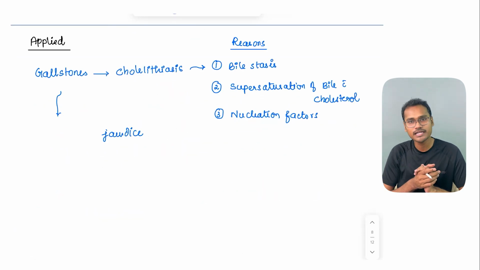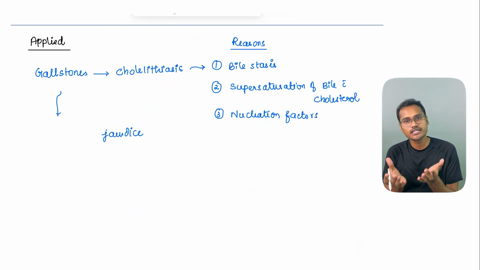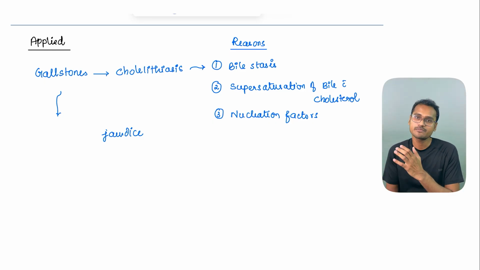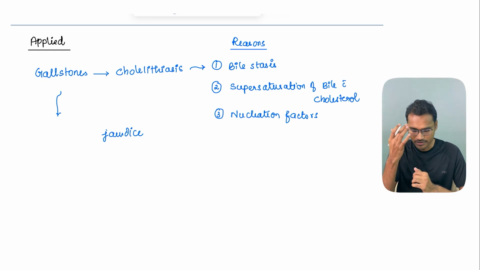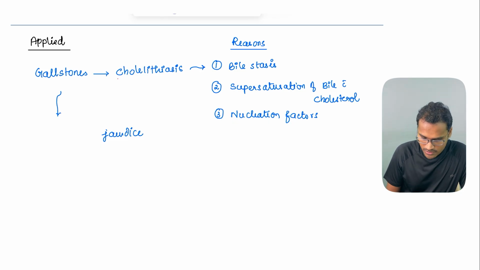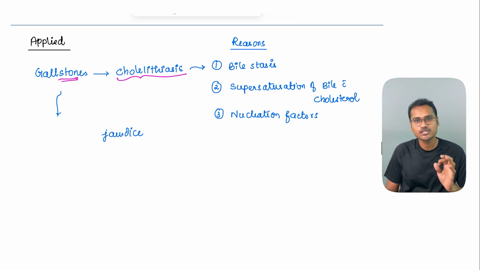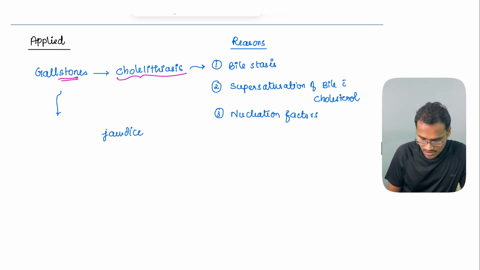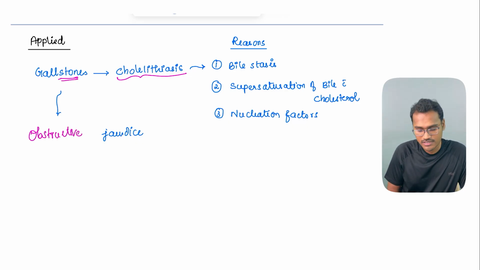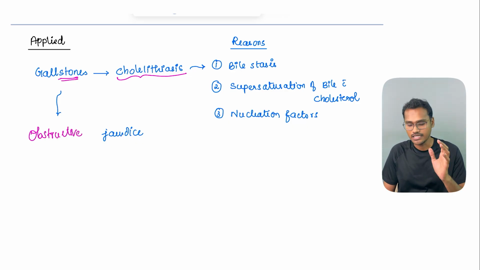Then coming to the applied aspects, I have told you, whenever the ratio between the bile acids, cholesterol and phospholipids changes, especially when the level of cholesterol rises, it will cause something called cholelithiasis, that is nothing but gallstones. And this gallstone is very notorious, so it can obstruct the flow of bile and cause something called obstructive jaundice. Jaundice, again I am repeating, we will discuss in detail in hematology.